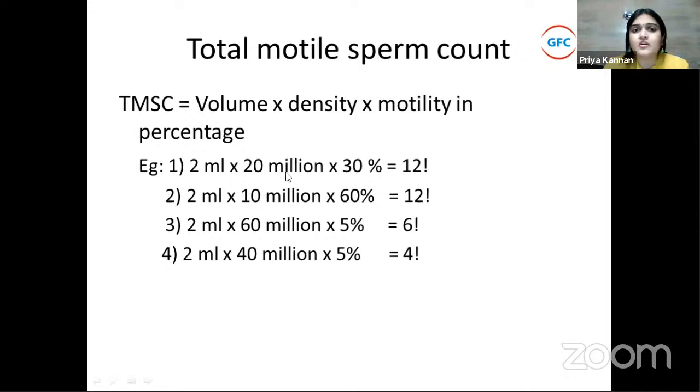A 20 million count, we will say, okay, fine. But then a 10 million count, we would usually say, okay, that's not a very good sample. But look what it's turned out to be. The total motile sperm count of this ejaculate is as good as the one we saw in 20 million and even better than the one we saw in 60 million and 40 million. So it is very important to calculate this particular functional sperm parameter.